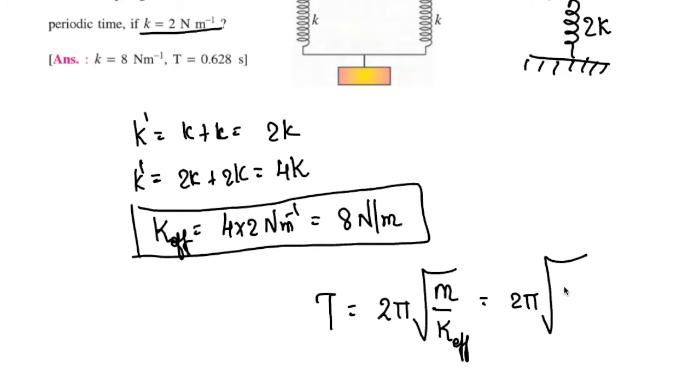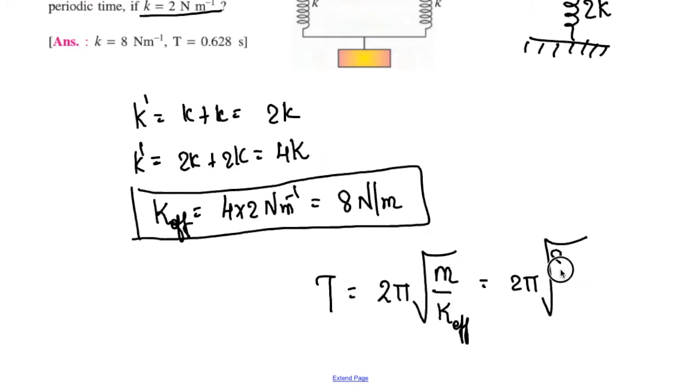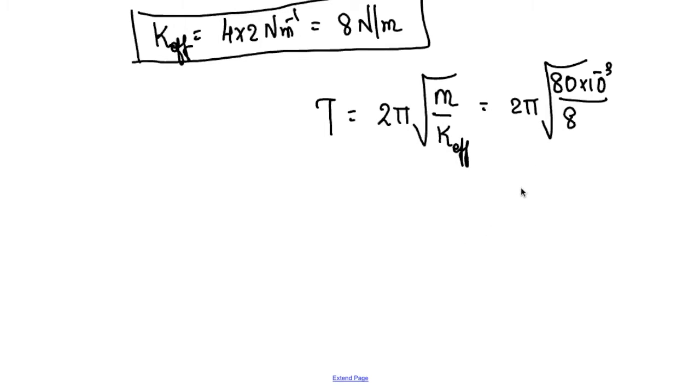That is equals to 2 pi root of mass, which is given as 80 gram, but we are having K in terms of Newton and meter, which are SI units, but gram is not an SI unit, so we need to convert it, and it is 80 into 10 to the power minus 3 kg. So here 80 into 10 to the power minus 3 kg upon K effective, that is 8 Newton per meter, and I'll be getting 2 pi root of 8 tens are 80, and that is 10 into 10 to the power minus 3, and that is 10 to the power minus 2.